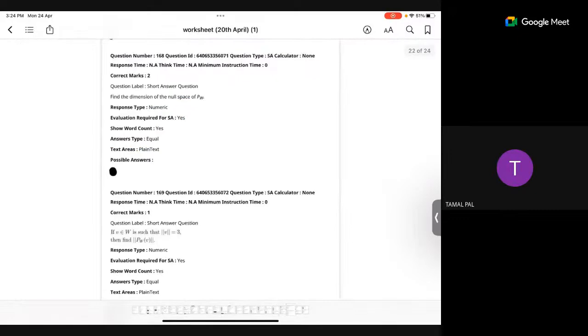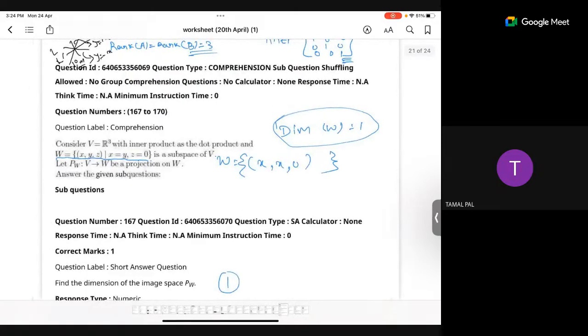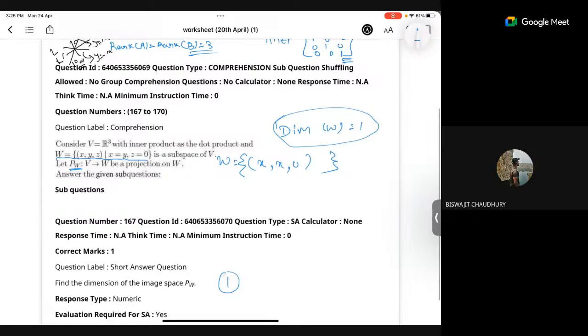Sir, one line I couldn't understand. Please go to the question. Yes. In the third line, let PW from V to W be a projection on W. So PW is basically a transformation. Yes, projection. So you are taking PW of, how will any arbitrary vector from V look like? V is mentioned here. It's R3. So it will be x, y, z, right?